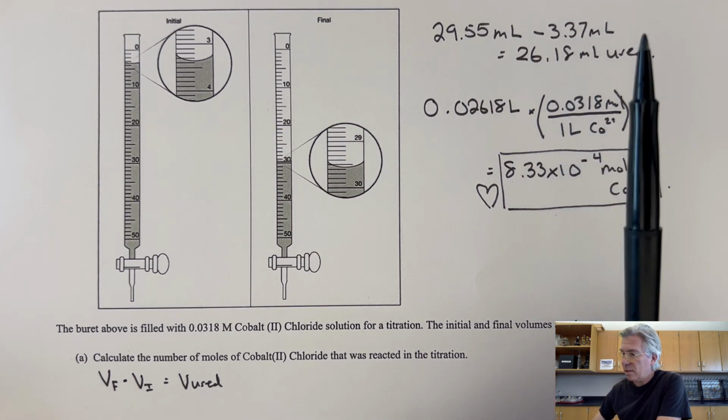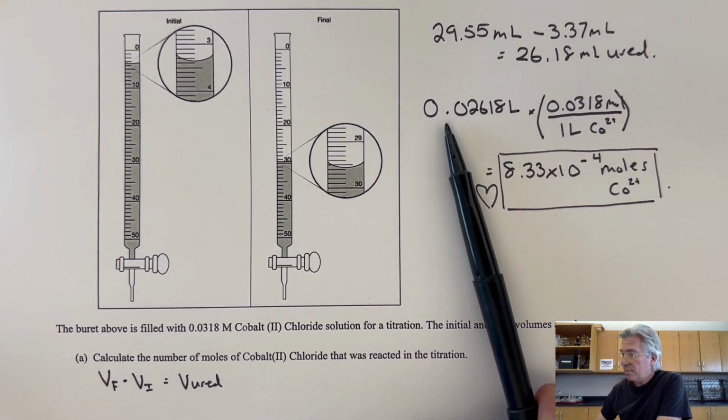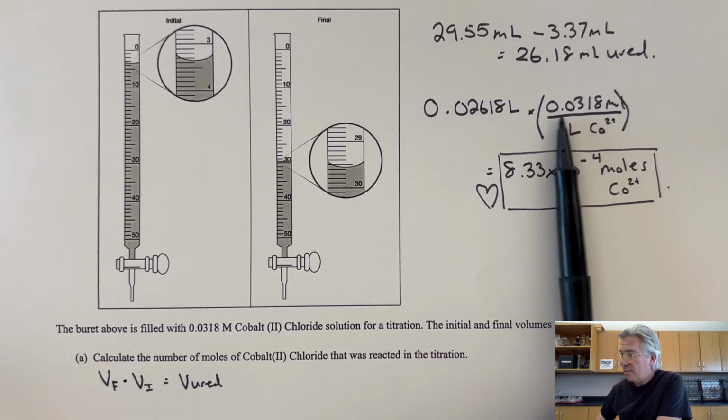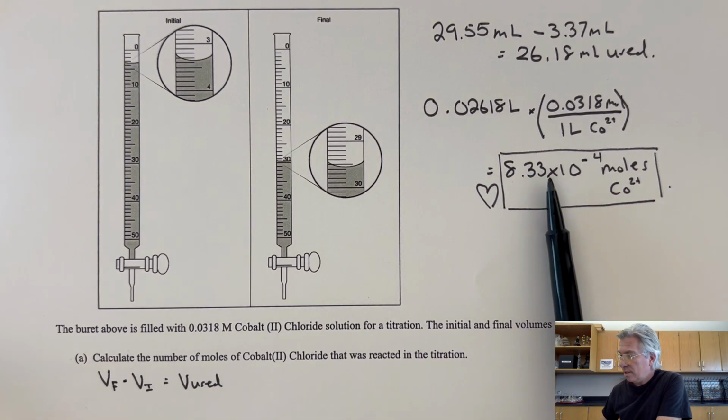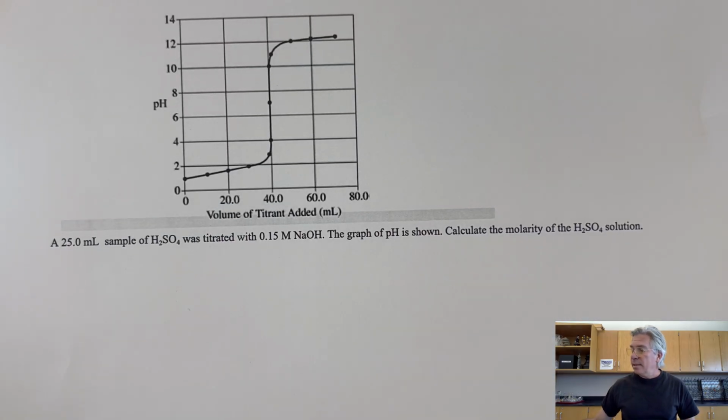So you have to do that first. Then we're just going to do volume times molarity, like we did in the other problems. 0.02618 times the molarity that is shown to us. And I get 8.33 times 10 to the minus fourth moles of cobalt ion.